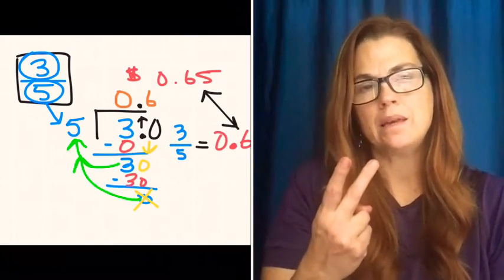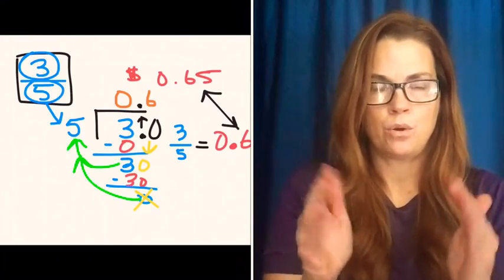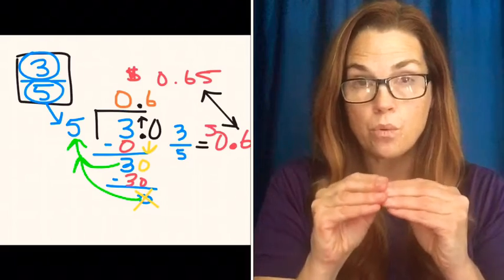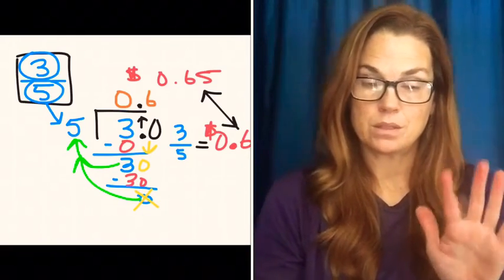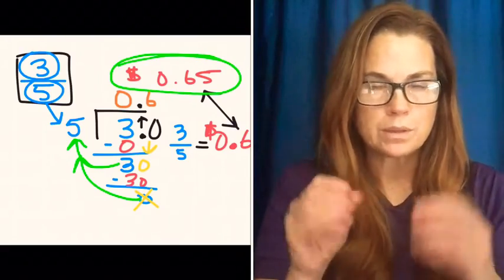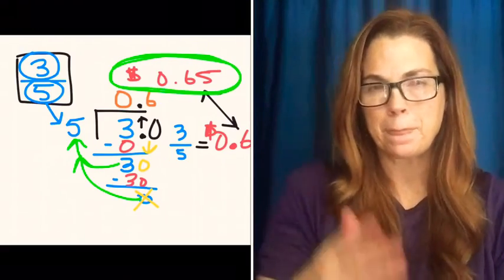So, which person has more money? The person who had 3/5 of a dollar, or what appears to be 60 cents, or the person who had 65 cents? And I think we'd agree 65 cents is larger. So making a direct comparison is certainly one good reason to be able to rewrite fractions as decimals. You saw how much easier it was to tell who had the most money.